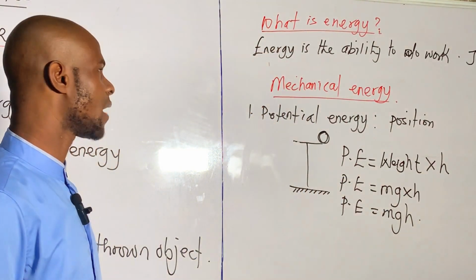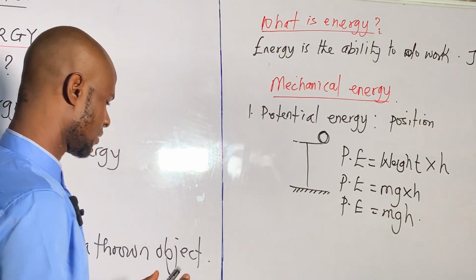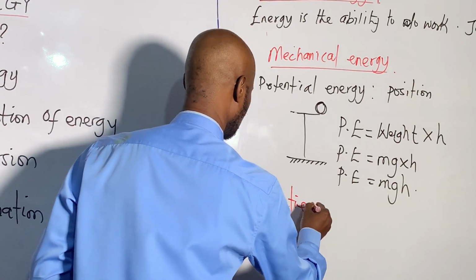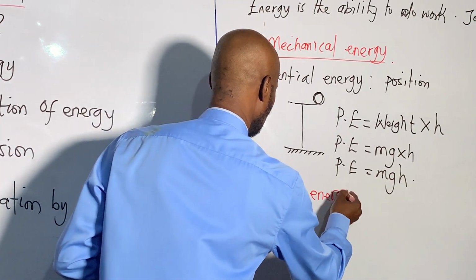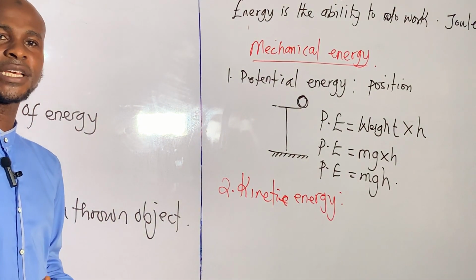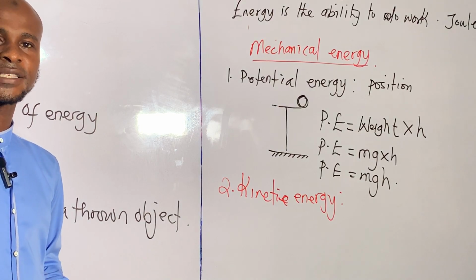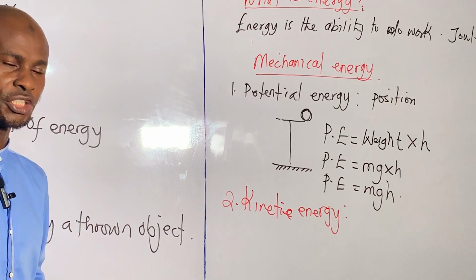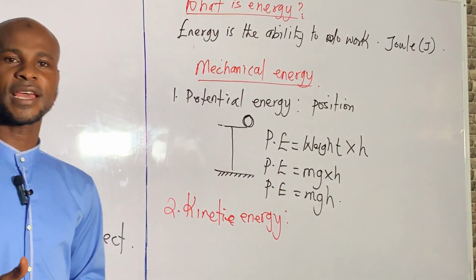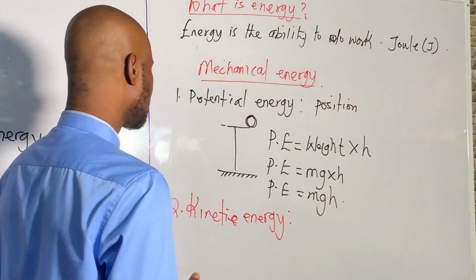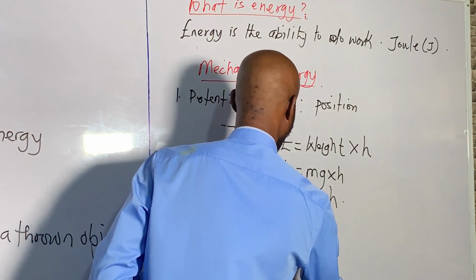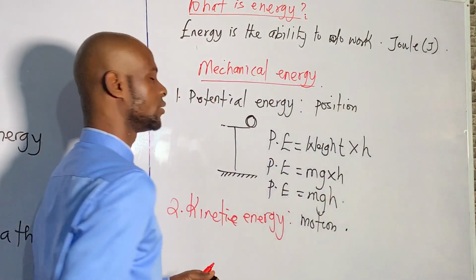So the second type of mechanical energy is kinetic energy. What is kinetic energy? Kinetic energy is the energy possessed by an object in motion. If I run from point A to point B, I possess kinetic energy. So, what is now the formula? So we say kinetic energy is the energy possessed by an object in motion.